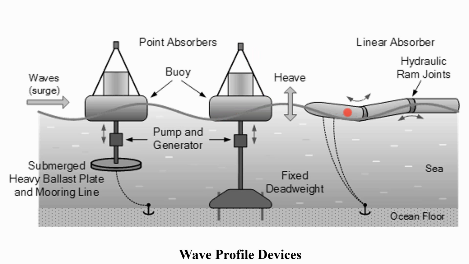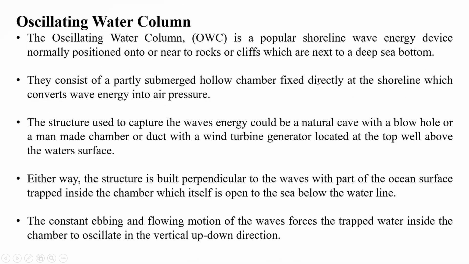And what is a linear absorber? A linear absorber will have a very large construction basically. This linear absorber will also be pinned to the ocean floor, and we have hydraulic joints on it also. So this is about the three types of wave capturing devices. Next we'll see what an oscillating water column is.